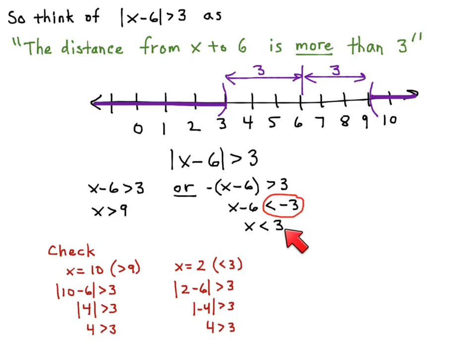Now on this one, I'm saying x is less than 3, so I'm going to choose a number that's less than 3, which is 2. I'll stick the 2 in here, and I end up with a statement that is true, because the absolute value of -4 is 4, and I get something that's true.